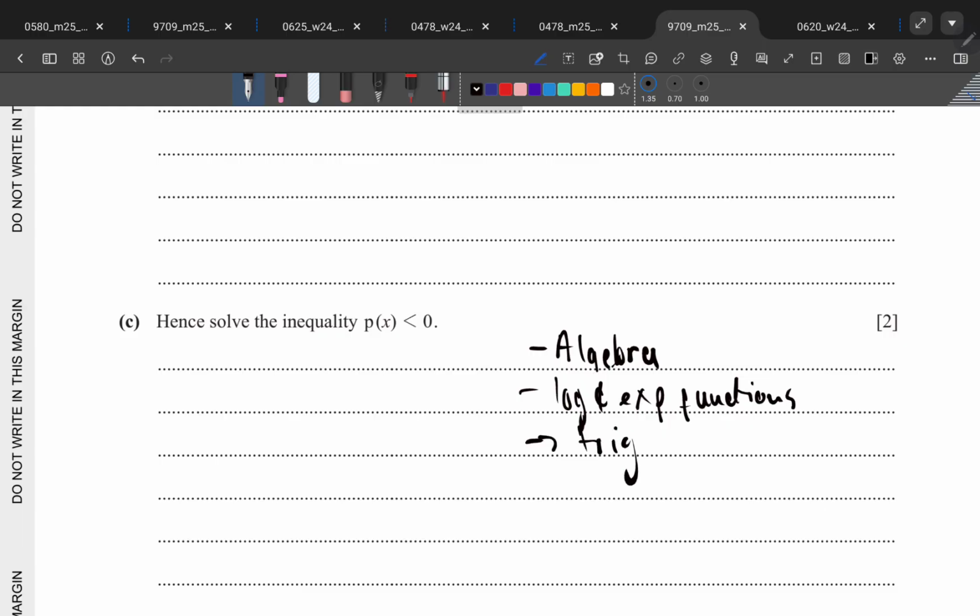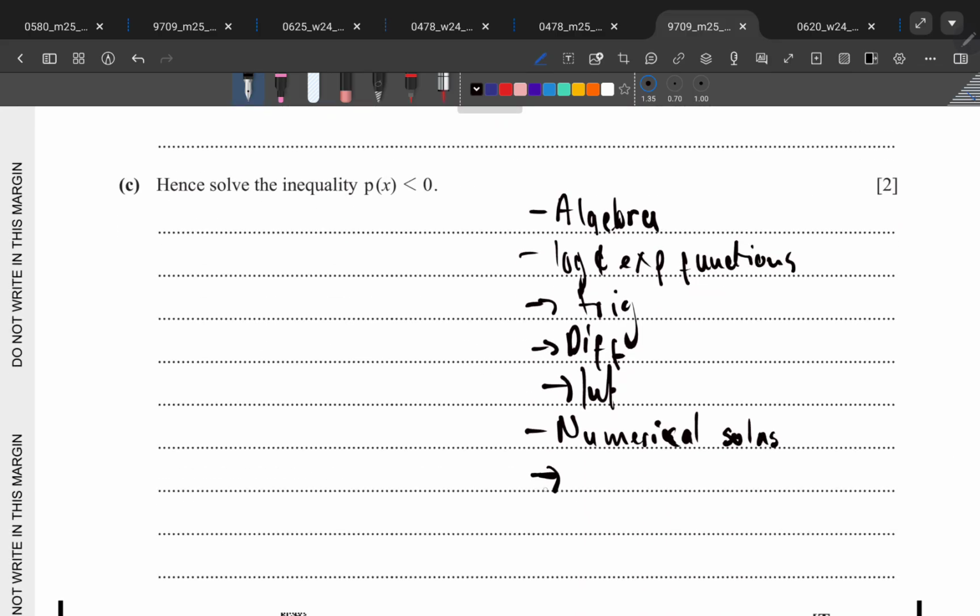You have then differentiation as your topic number 4. Then you have integration as your topic number 5. Then you have numerical solutions as your topic number 6. Then you have what? Vectors as your topic number 7. Then you have differential equations as your topic number 8, and then finally you have complex numbers as your topic number 9.